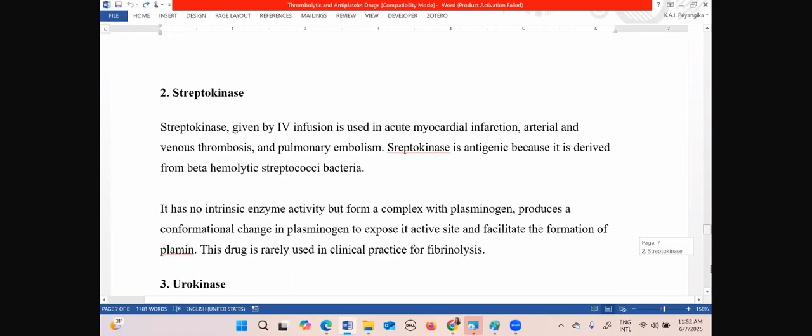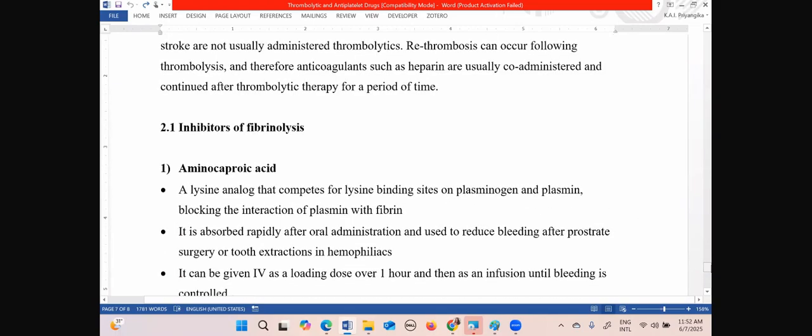And there are certain drugs to inhibit fibrinolysis also. That means they will promote having the blood clot. For example, in hemophilic patients, when they are having tooth extractions or prostate surgeries, there is a risk of bleeding. For those people, we use aminocaproic acid, and there is tranexamic acid, which is used in combination with aminocaproic acid to reduce heavy menstrual bleeding. This is not only for hemophilic patients, but for anyone. If there is heavy menstrual bleeding, these drugs can be used to stop or control the bleeding.